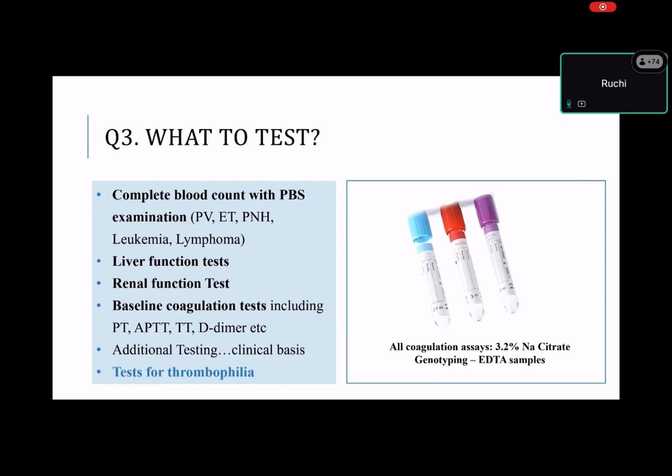Then the third point is what to test. So we now know in which scenario we should test and when we should test. We understood that we should not test in the acute stage, and should not stop the medicines to test. We have to test when the acute event is over. If the patient is on anticoagulant therapy, at that time also we should not test, right? So eventually when we are testing, what do we want to test?